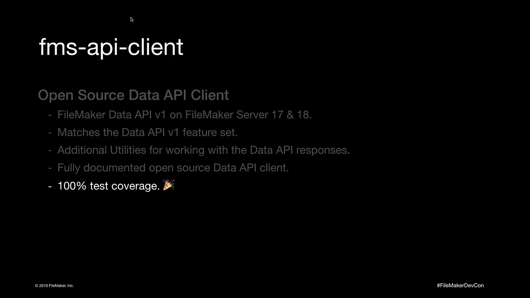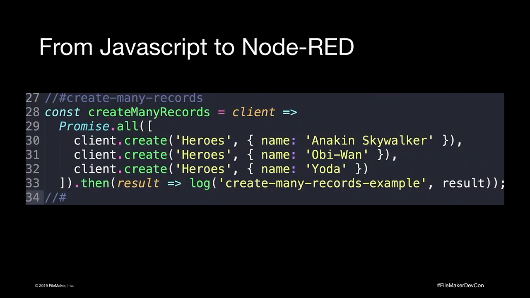Well, this is what multiple creates would look like using fms-api-client. Seasoned JavaScript developers would feel right at home. We can see, given this example, that the createManyRecords function accepts a client and returns a promise containing individual methods that issue a create request to our FileMaker server, which will finally resolve in a log method. Got it? No, it's crazy, right?